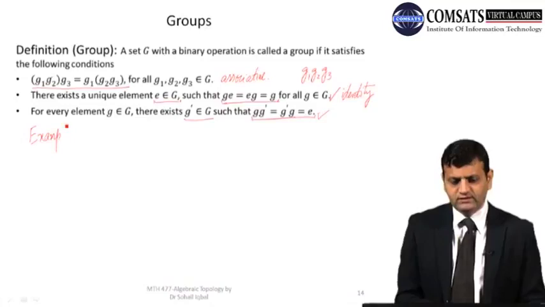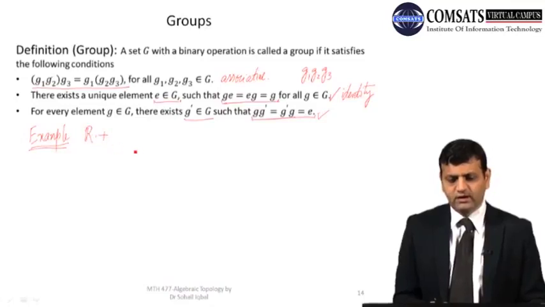As we have seen, the set of real numbers is closed under addition, so R under addition. Let's see if R under addition is a group or not. Of course, I can add any three real numbers in any order and the result will be the same. For example, (x plus y) plus z gives the same result as x plus (y plus z). In other words, the associative law holds, so R under addition satisfies the associative law.